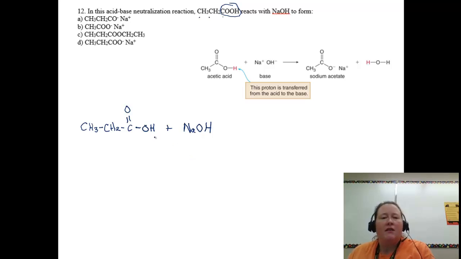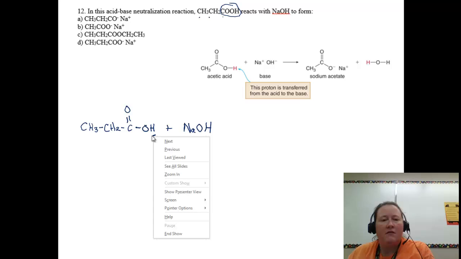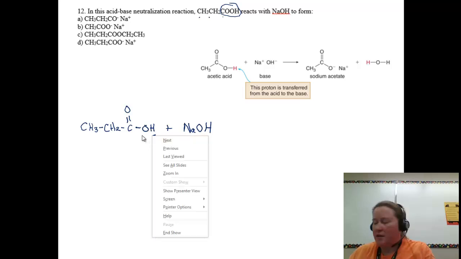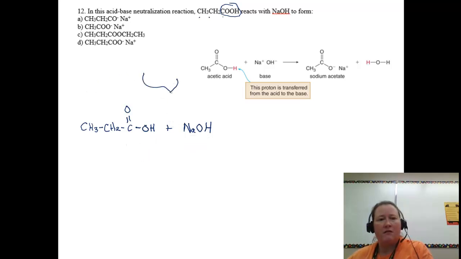Again, in this particular acid-base reaction, this is acting as the acid. It is the proton donor. Oh, this is acting up and I don't know why. I don't know what I'm doing wrong. Maybe I'm not holding the pen right.